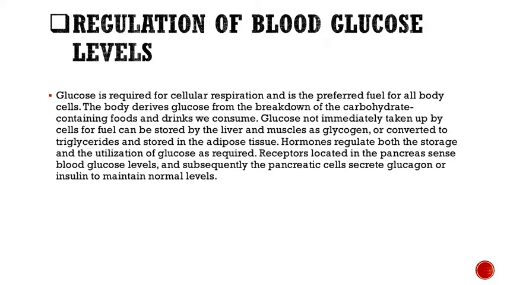Hormones regulate both the storage and the utilization of glucose as required. Receptors located in the pancreas sense blood glucose levels, and subsequently the pancreatic cells secrete glucagon or insulin to maintain normal levels.